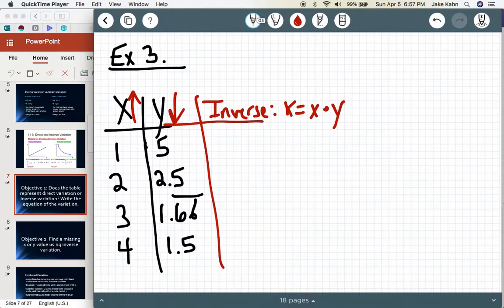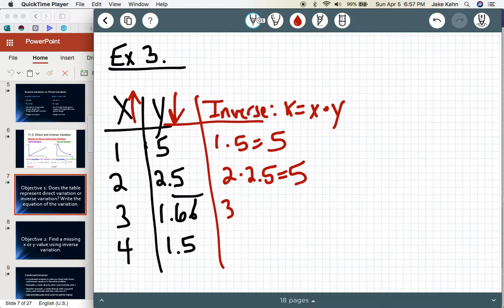First row, 1 times 5 is 5, easy. Second row, 2 times 2.5 is 5. It's looking good so far. Third row, 3 times 1.66 repeating. I've got to go to my calculator here. 3 times 1.666 repeating is 4.999999, which is 5. So we're still looking great.